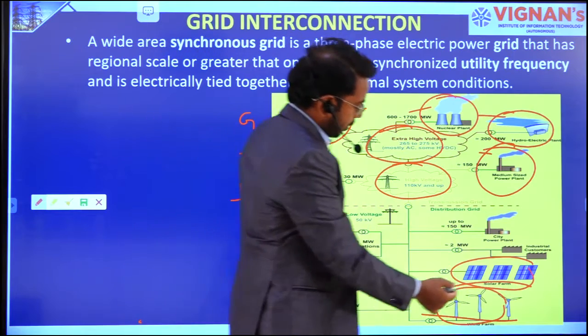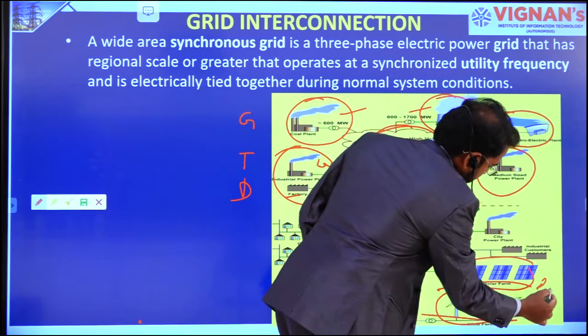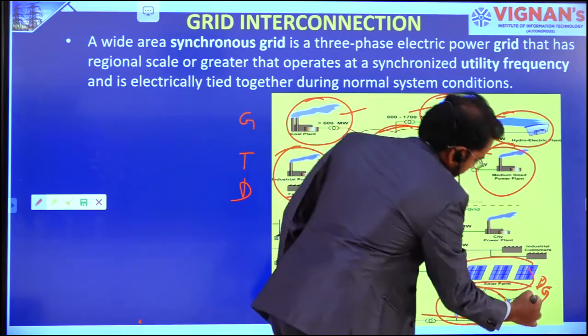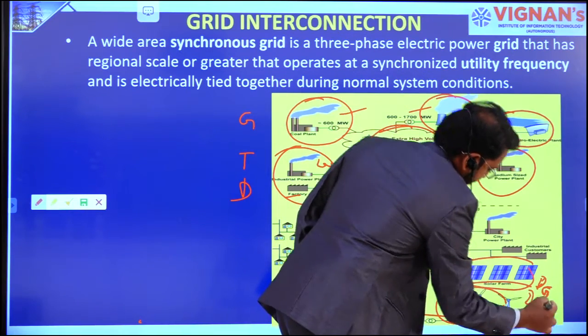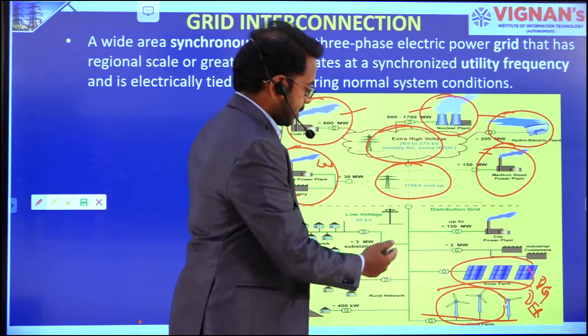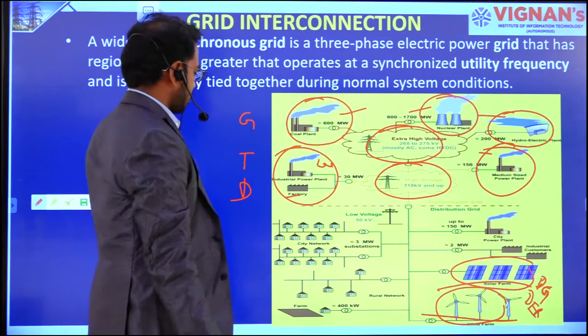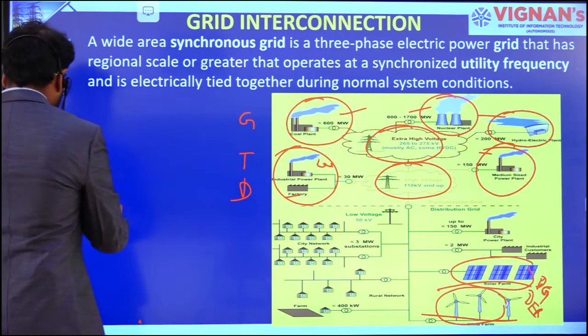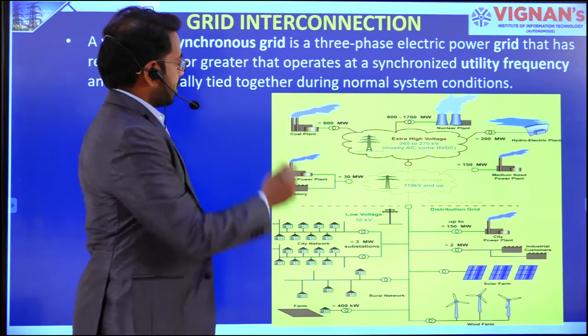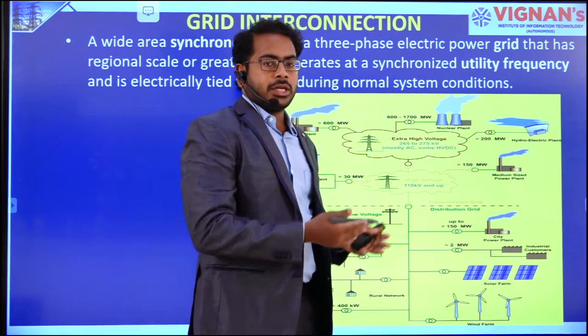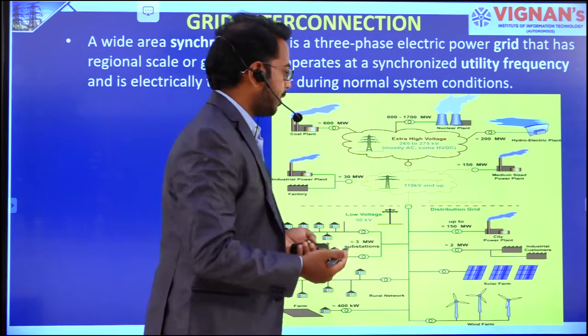Then here we included the DG system also. We included the DGs or DER, distributed generations, and we included the DER, the DG plus energy storage system. This is the grid interconnection, how we are interconnecting the three things: generation, transmission, and distribution, and loads.